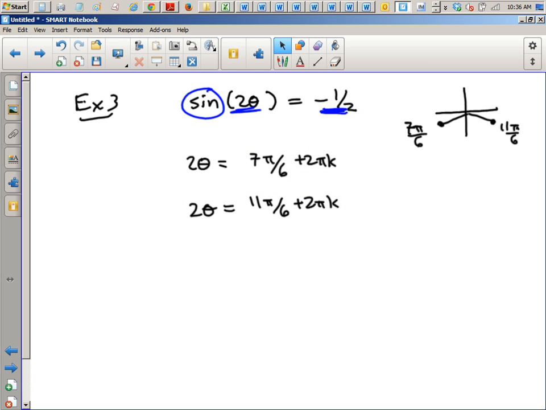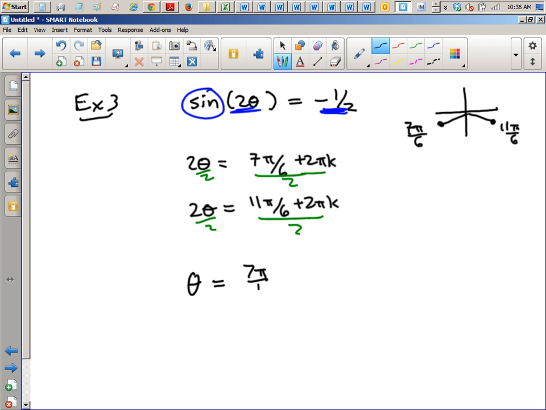So these are our two answers. We're not quite done. We need to divide by 2, because we wanted theta, not 2 theta. So basically divide by 2, and here's what we get for a final answer. Theta equals 7 pi over 12 plus pi k, and what happens when you divide 11/6 pi plus 2 pi k by 2? Pi over 2k. We're going to divide this by 2 and divide this by 2. So this will become 11 pi over 12 plus pi k.